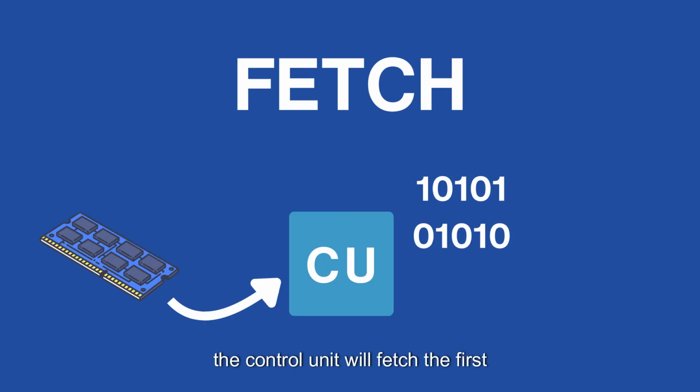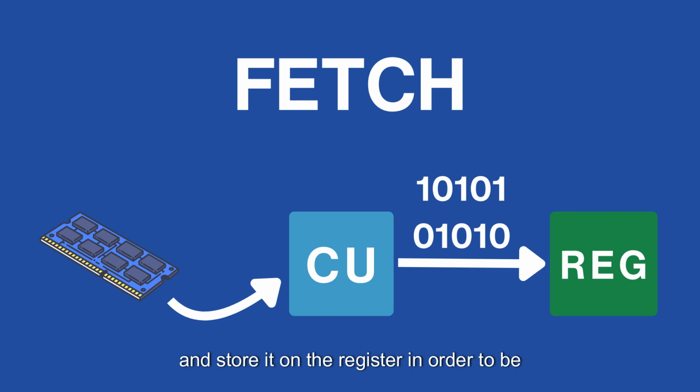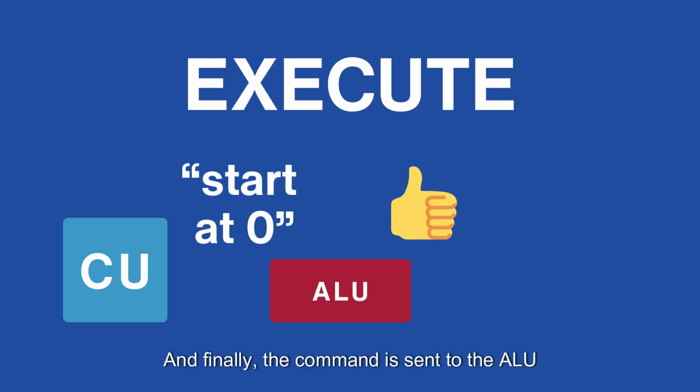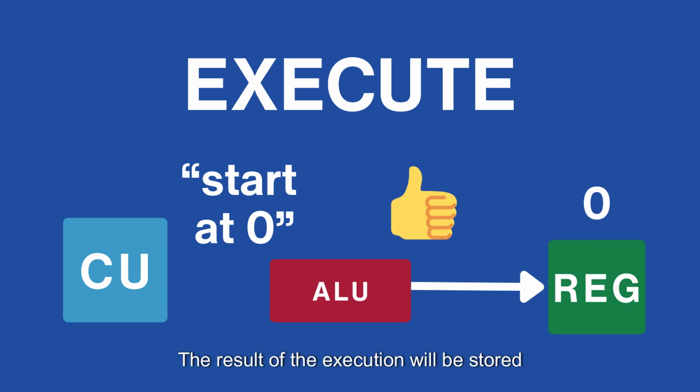First, the control unit will fetch the first command from the RAM and store it on the register in order to be processed. Next, it will decode the command that it just fetched so that the ALU knows what to do. And finally, the command is sent to the ALU to be executed. The result of the execution will be stored back into the register.